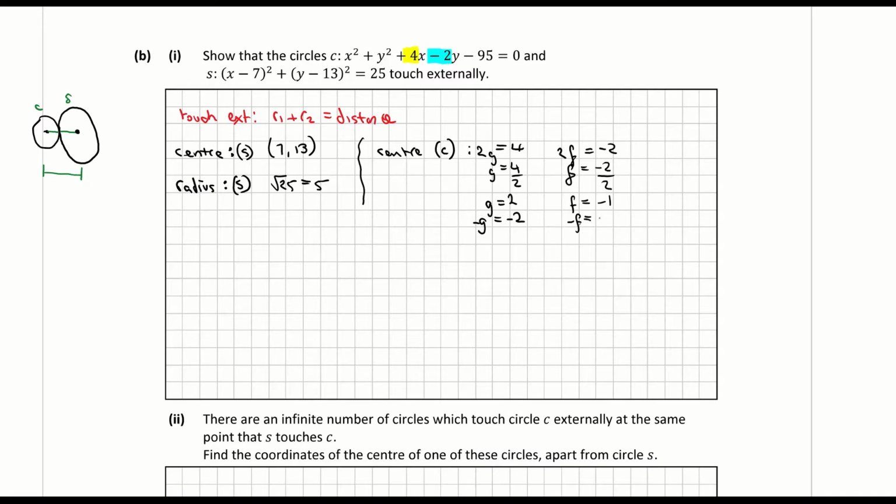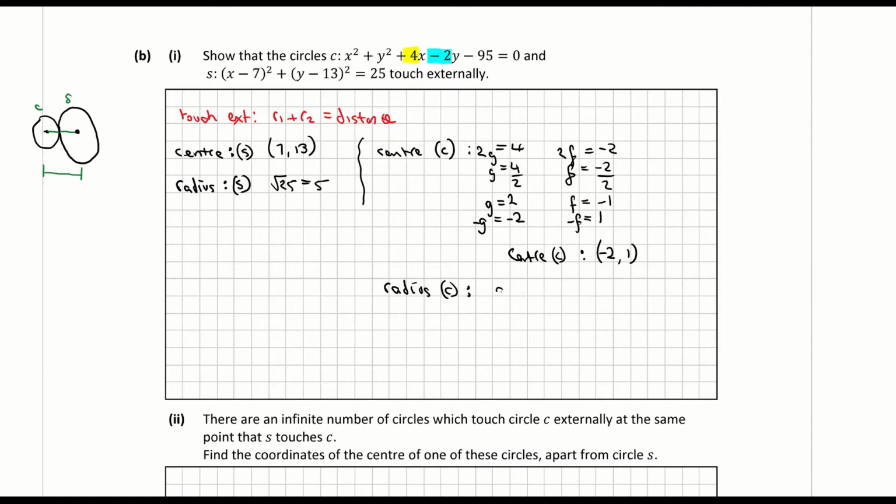Minus f is equal to positive 1. So that means then that the center of C is given as -2, 1. And now I need to get the radius of C. So, radius of circle C.